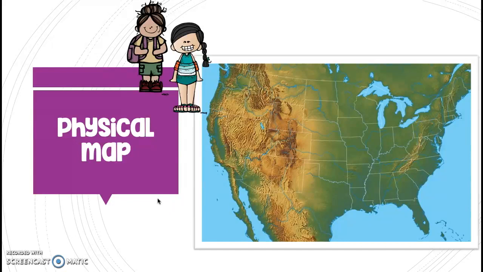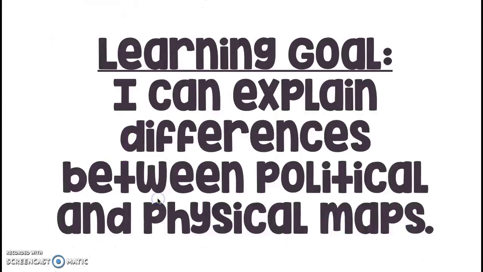So you need to think about what do I need to know and then get the right kind of map. Our learning goal says, I can explain differences between political and physical maps. I hope that this has helped you to learn those differences.